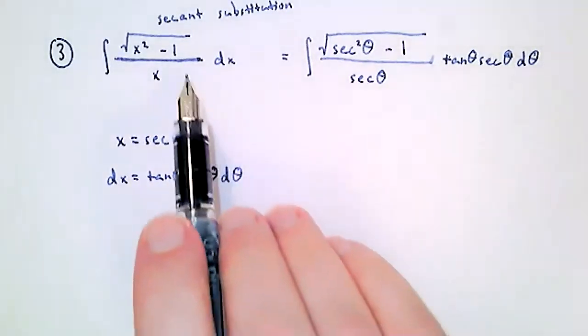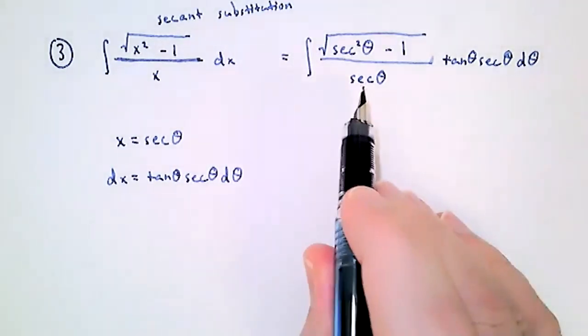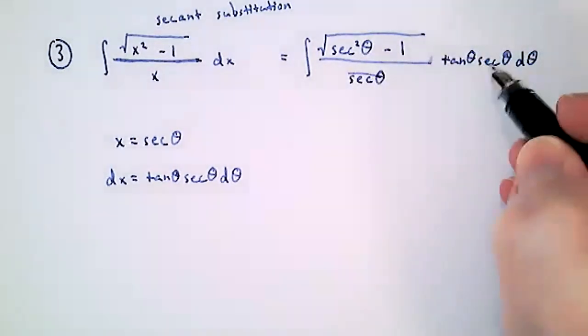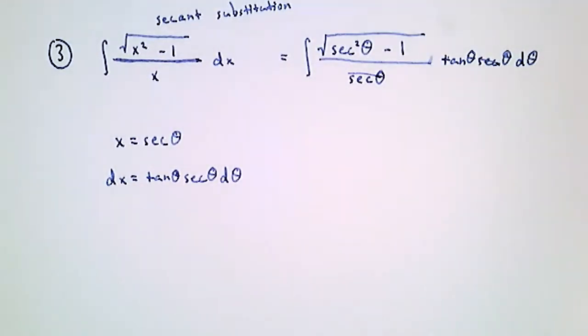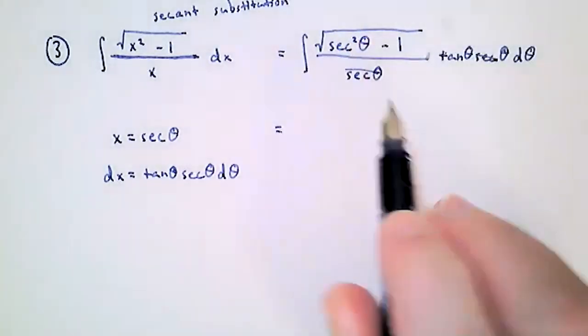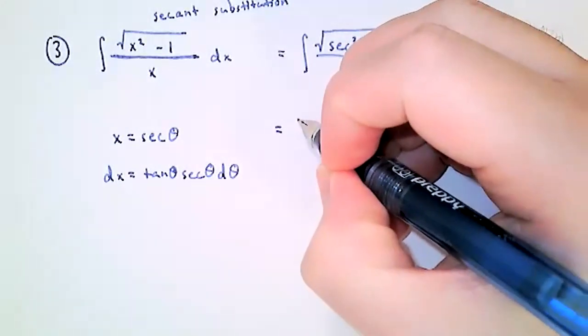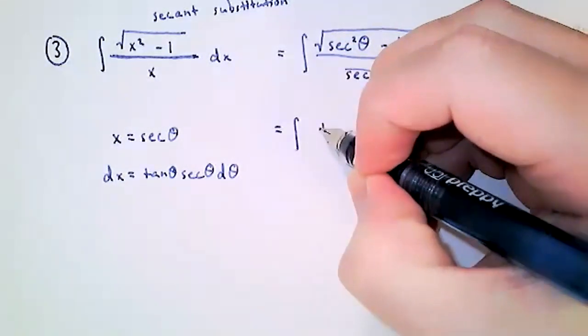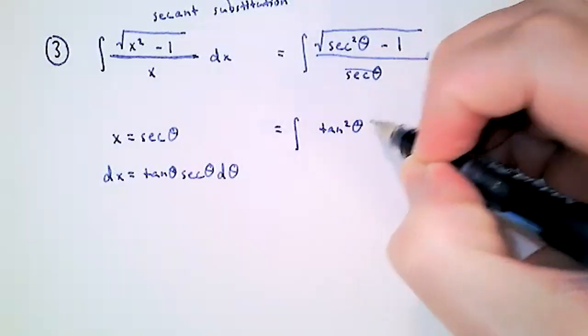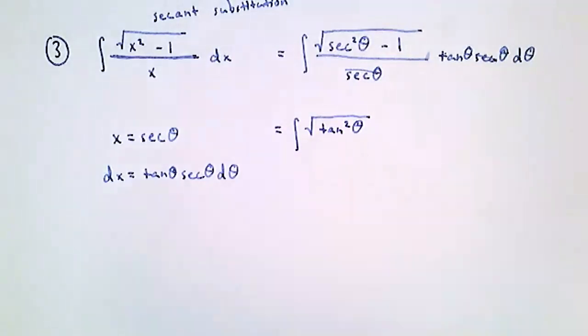Okay, so once again, it looks like we made things worse than they were, but maybe you already can see some cancellation. The secant from the denominator will actually cancel with the secant over here. So right away we can start simplifying. And then underneath the square root, we can go ahead and substitute back in our tangent squared using the Pythagorean theorem. And I don't even need a fraction anymore.